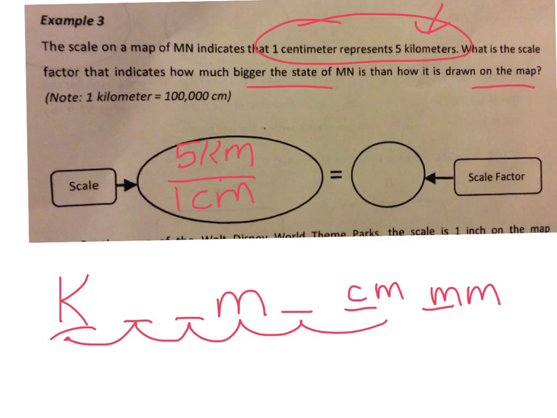So in this number 5 kilometers, I need to slide the decimal, which is at the end of the 5, 5 spots to the right, basically having to add the 5 zeros. So that number now is 500,000 centimeters. Divided by 1 is 500,000 times as big. If you think about it, if you're looking at something, a map, and you have 1 centimeter long, you know it's a lot bigger than that. And so 500,000 times bigger does make sense.